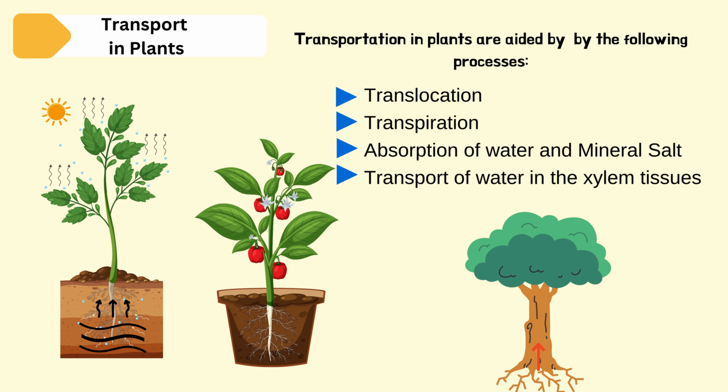Transportation of materials in plants is aided by the following processes: translocation, transpiration, absorption of water and mineral salts, and the transport of water in the xylem tissue. We will look at this one after the other.